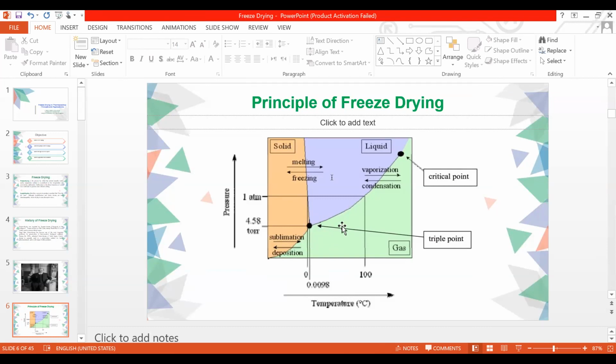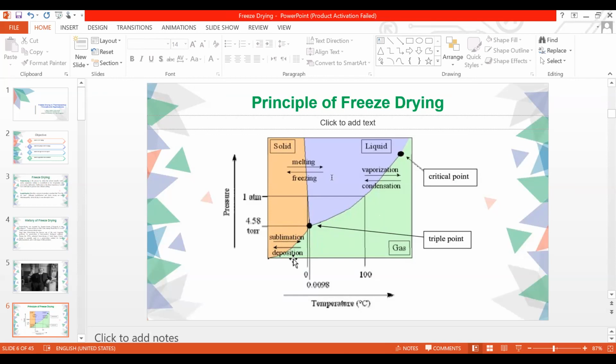So when does sublimation occur? The sublimation process occurs when the pressure is reduced below the triple point, that means below 4.58 millimeter of mercury, with an increase in temperature. Sublimation is the phase transition of water from the solid state after freezing to the gaseous state as a vapor without passing to the liquid phase. Why? Because the liquid phase doesn't exist at this condition.